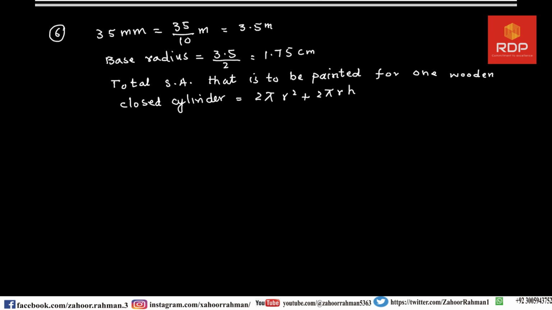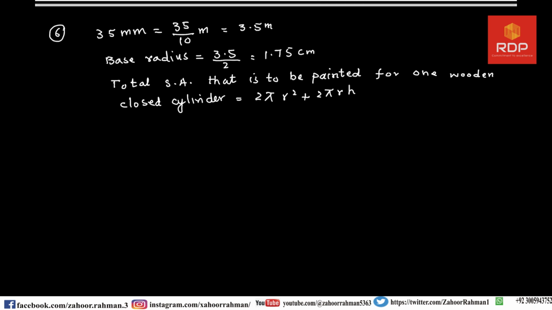Now the final question of this basic level questions is, in a toy factory, 20 wooden closed cylinder of diameter 35 millimeter. You can see I have written 35 millimeter, and you have to consider that as D, because it is in millimeter and we need it in meter.